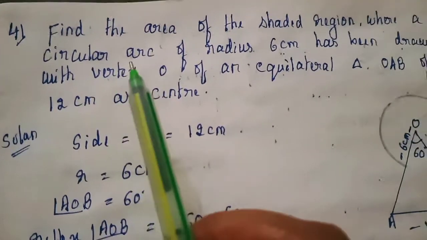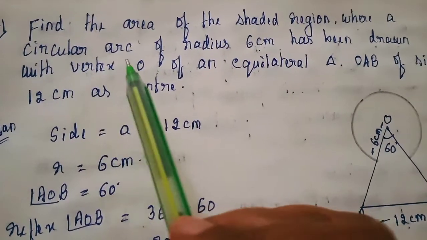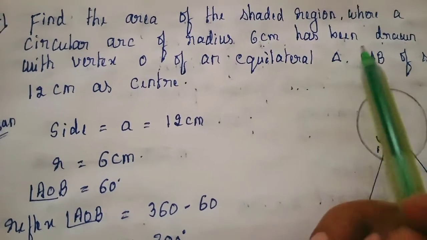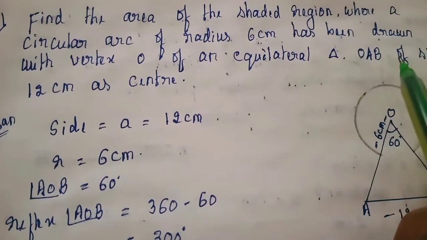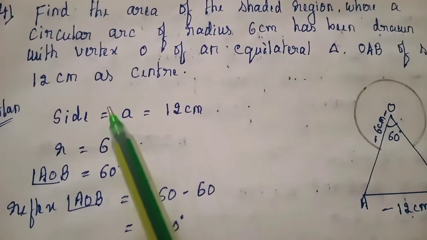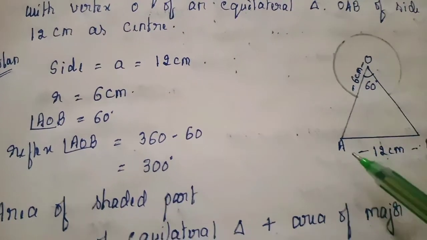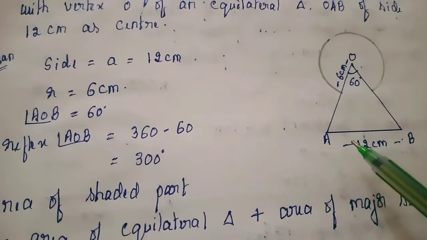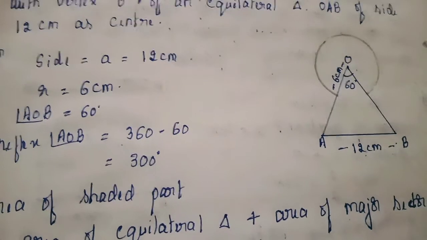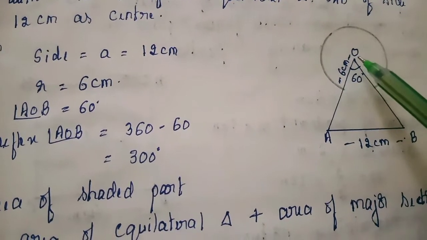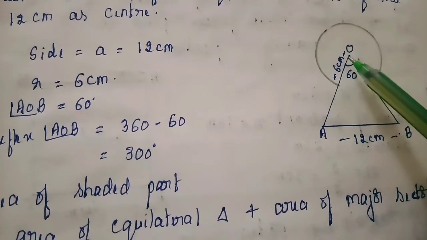Fourth question. Find the area of the shaded region where a circular arc of radius 6 cm has been drawn with vertex O of an equilateral triangle OAB of side 12 cm as center. So concentrate. This is a triangle. AOB is an equilateral triangle, and the side of this equilateral triangle is 12 cm. A circle has been drawn with center O of radius 6 cm around this vertex O.